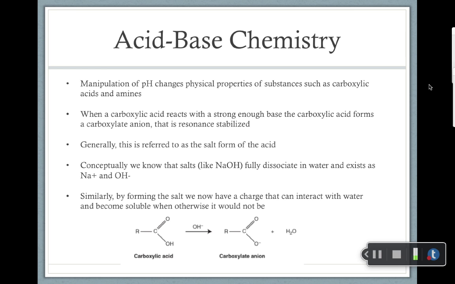Conceptually, we can think of this carboxylate anion like similar salts that we've seen in the past, like sodium hydroxide. We know that it fully dissociates in water and exists with both charges, the positive cation and the negative anion. When we form this carboxylate anion, it has that negative charge and can be soluble in water because that charge is both resonance stabilized and stabilized by the sodium that can complex with that negative charge on the carboxylate anion.